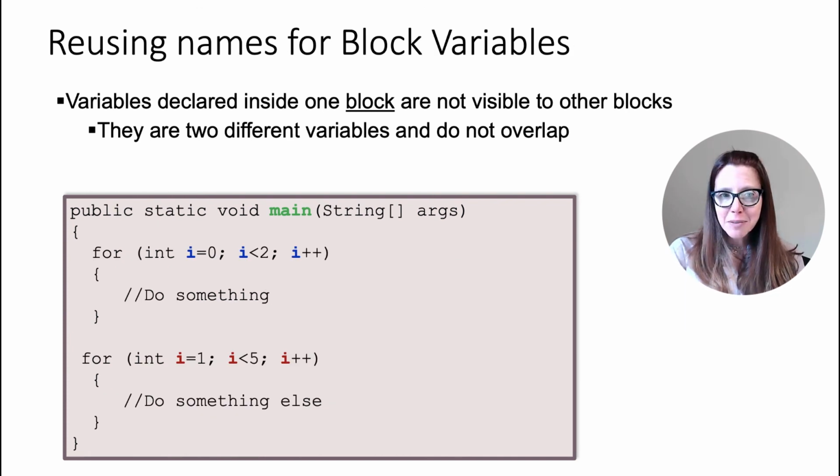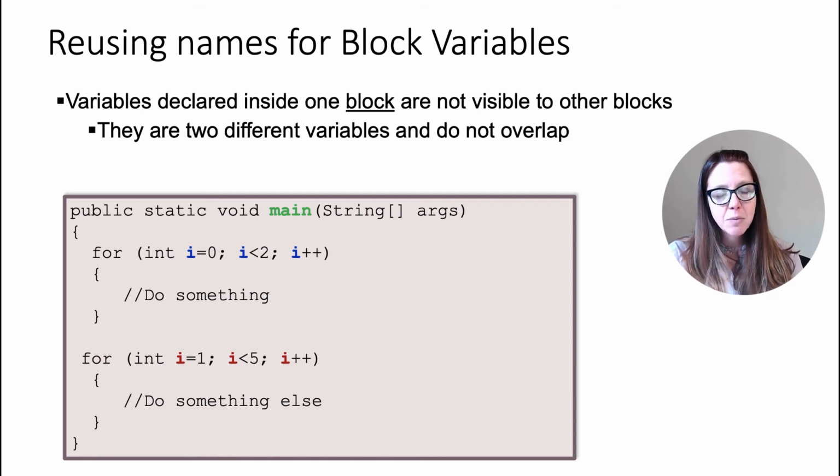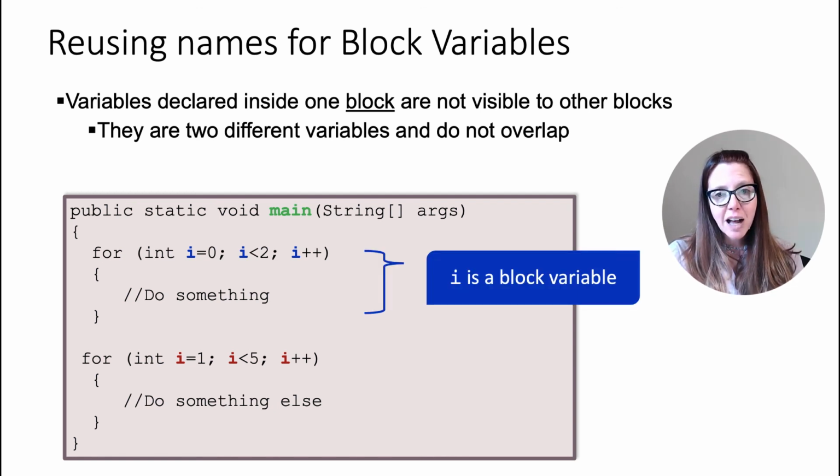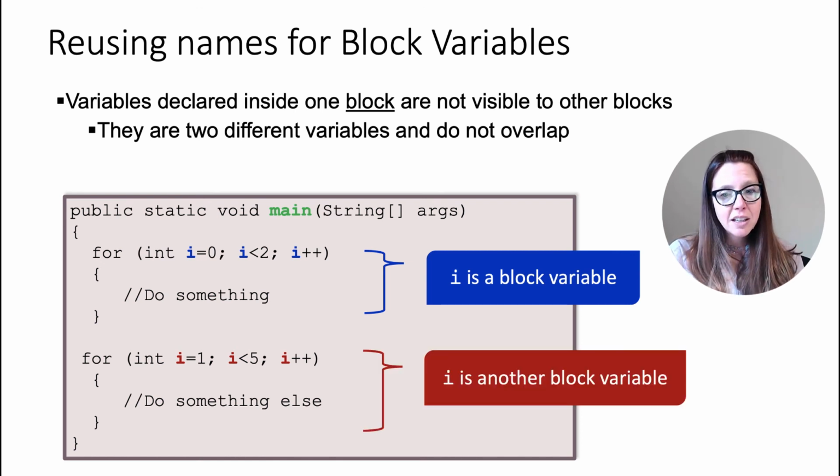What about for block variables? Variables declared inside one block are not visible to other blocks. They are two different variables and do not overlap. So in this example, we use the integer variable I as a block variable for the first for loop, and we use another integer variable I in the second for loop block. Both are block variables, both exist only to the end of the for loop block, and then they're no longer available. So these scopes do not overlap, and we're free to do so.